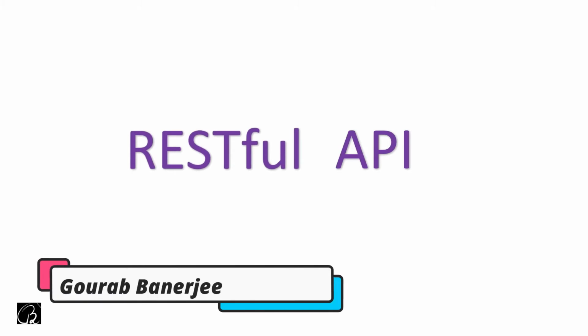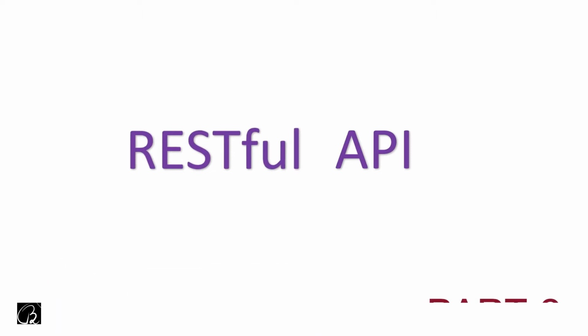So this is a part 2 on REST API. I hope that from part 1 you got some idea about REST API, right? So in part 2, I'll show you practically how you can get data from weather API. I'll tell you about other constraint.